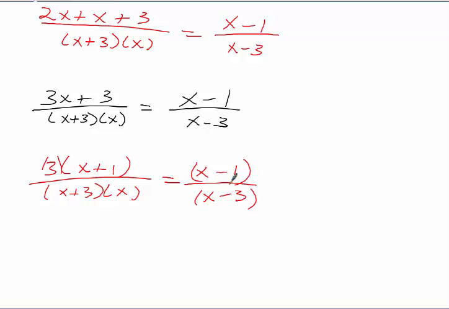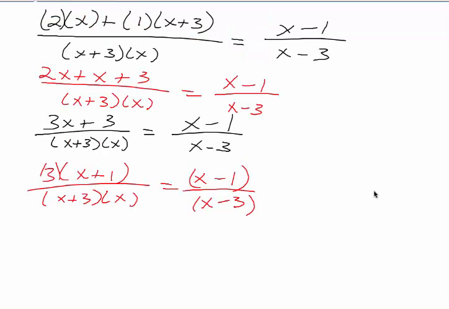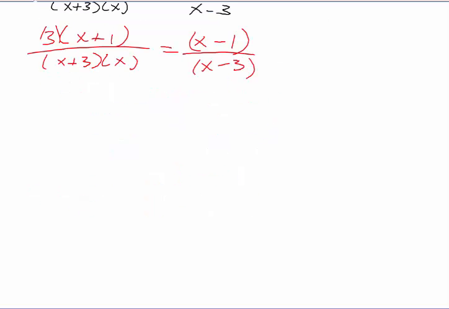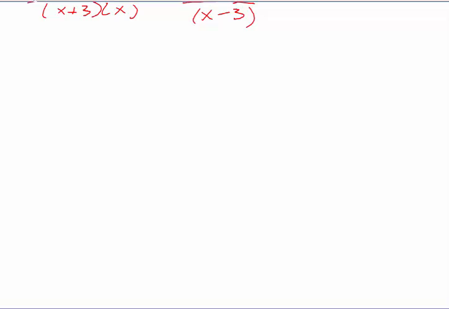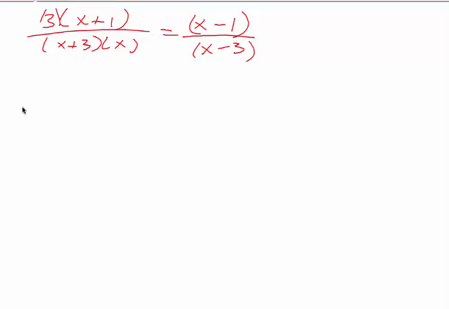Alright, so here's the first goal. Have a single fraction equal a single fraction. Any questions on those? Yes, no, maybe, I don't know. Alright, so now that I have a single fraction equal a single fraction, what do I do? Cross multiply, and then simplify. So, cross multiply.